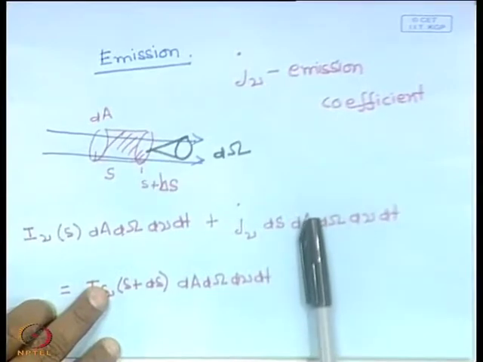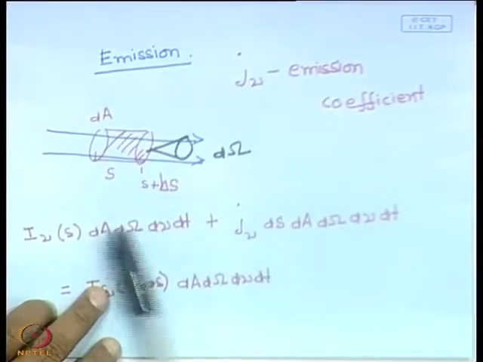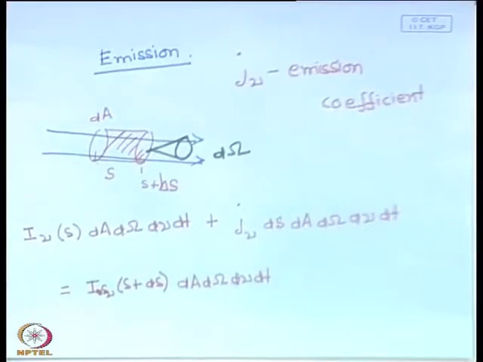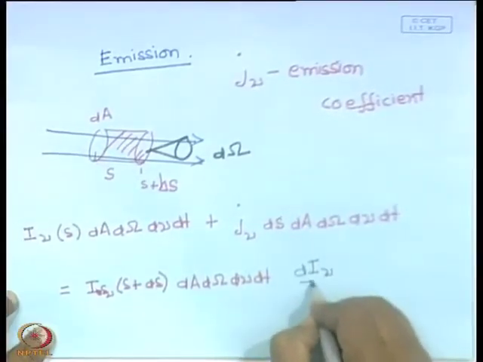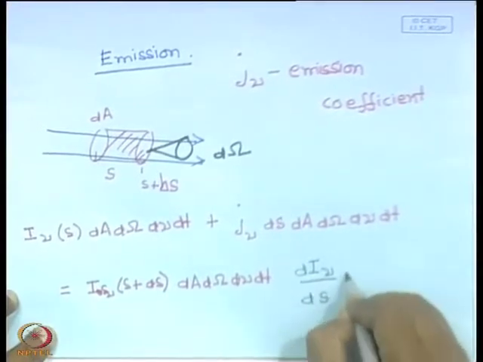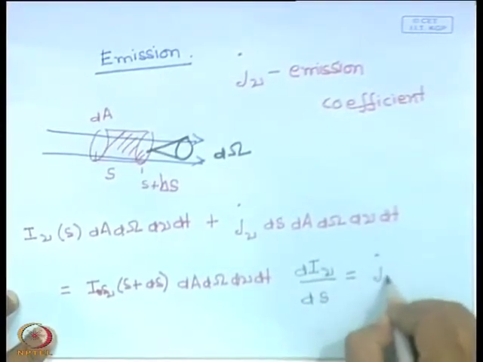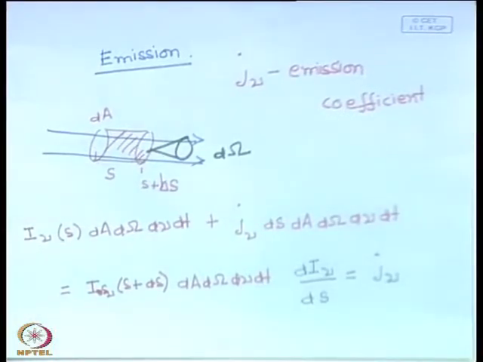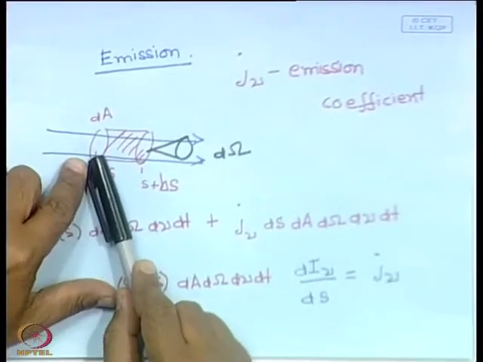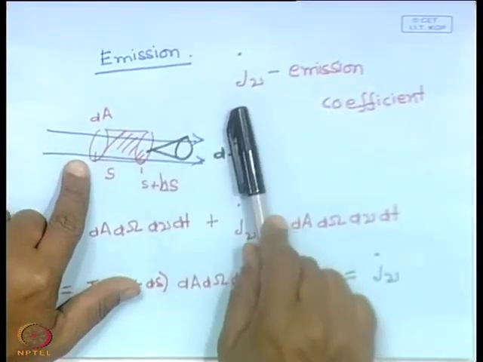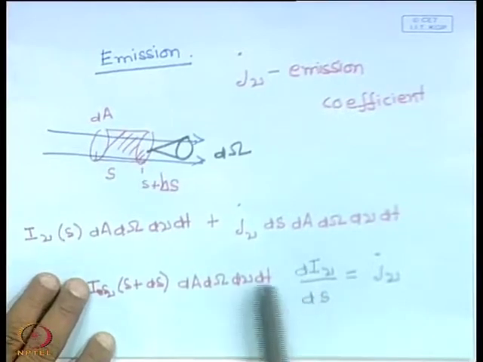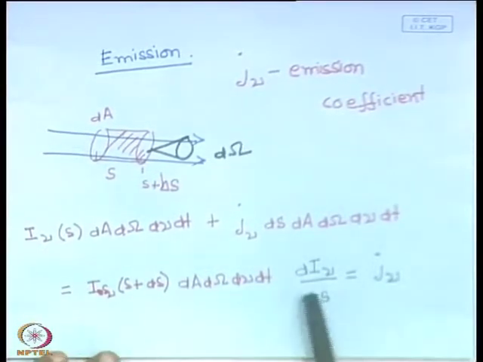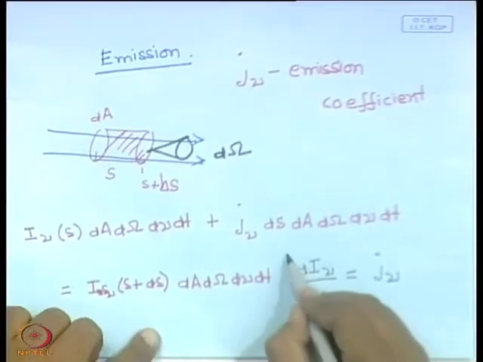Okay. So, with this definition of the emission coefficient, the difference in the specific intensity in the length interval ds is J nu. So, from this we can straight away say that dI nu by ds is equal to J nu. So, when the ray traverses a distance ds through a medium with emission coefficient J nu, this is the rate at which the specific intensity changes, or increases by an amount J nu ds. Okay. So, this is the emission.